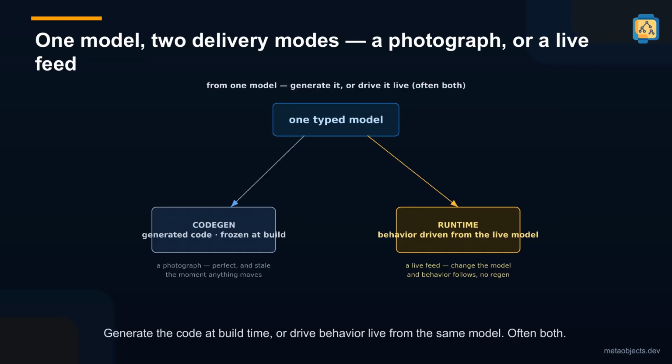Now, you can use that model 2 ways. The first way is to generate code from it. A photograph of your model, perfect until something changes. The second is to load the model and drive behavior live at runtime. A live feed that just follows along. Both matter, and most teams use both. Let's start with generating.